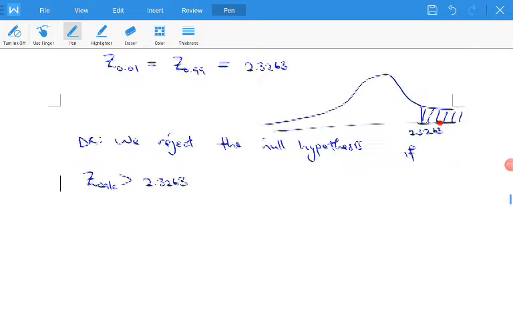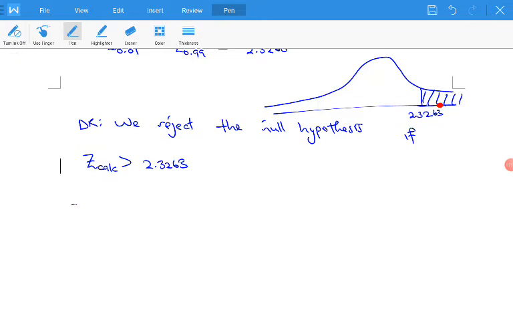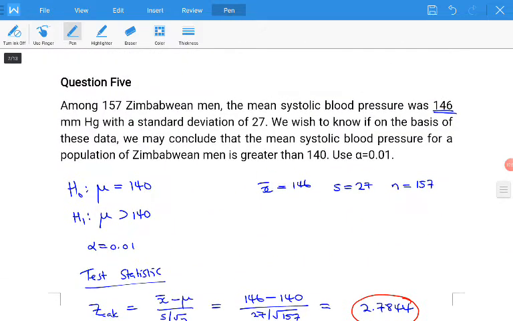So since zcalc is greater than 2.3263, we reject H0, and we therefore conclude at 1% level of significance that the mean systolic blood pressure for a population of Zimbabwean men is greater than 140. So that's how we go about that question.